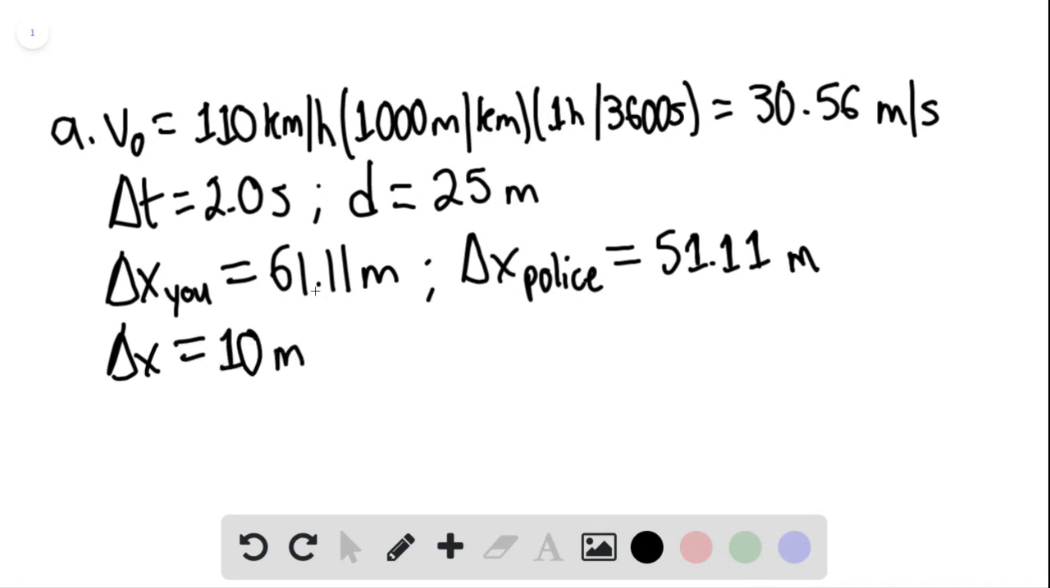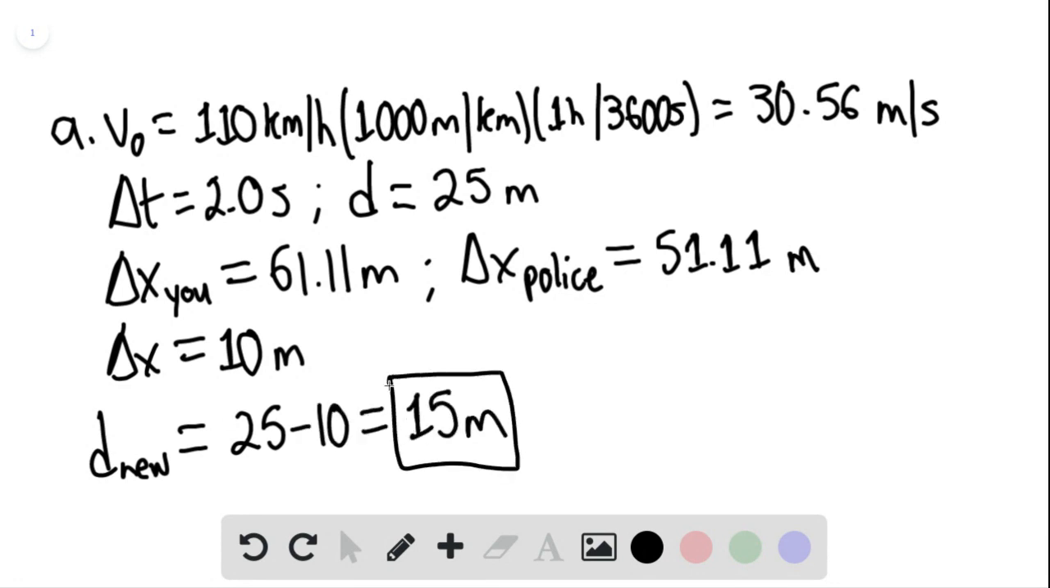We know that delta x of both of the cars here would be 10 meters. So essentially, you have decreased the distance between the two cars by 10 meters. The initial distance was already 25 meters, so the new distance between cars would be 25 minus 10, or simply 15 meters. So this would be the new distance between the cars after a time interval of 2.0 seconds.